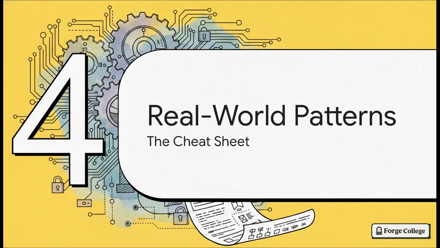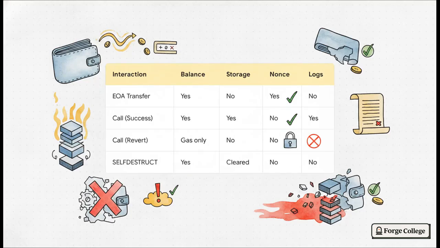Section 4. Real-world patterns, the bureaucracy cheat sheet. Okay, so how do we actually apply these strict rules to real-world smart contract development? Now, what's really interesting about this slide is it's basically your ultimate blueprint. Let's check out the top row, a simple externally owned account, or EOA, transfer that succeeds. Both the sender and recipient balances change, the nonce increments, but notice there are no storage writes or logs. Move down to a successful contract call. Your gas, transfers, storage writes, and logs, they all persist.